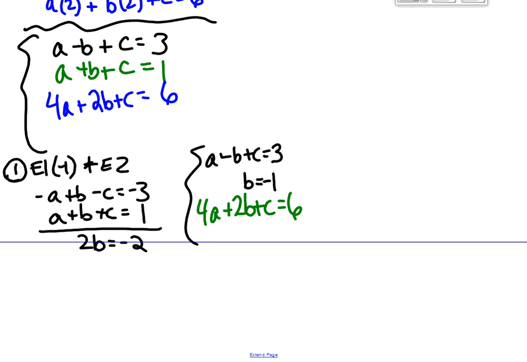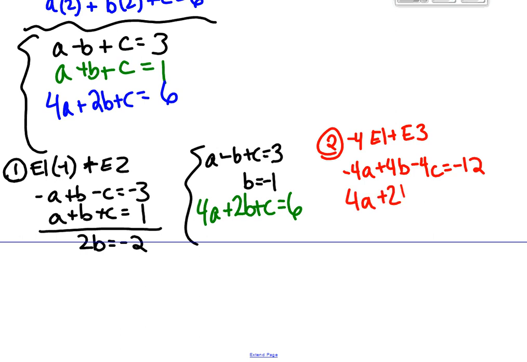But I've backed up now, and now my step 2 is going to be to take -4 times E1 and add that to E3. And then that should actually work out. So -4A plus 4B minus 4C equals -12, and 4A plus 2B plus C equals 6. And then when I cancel things out, I get 6B minus 3C equals -6. And that's going to be my new row E3.